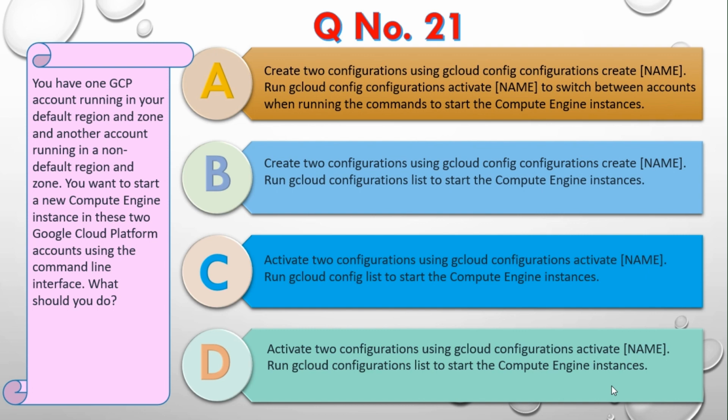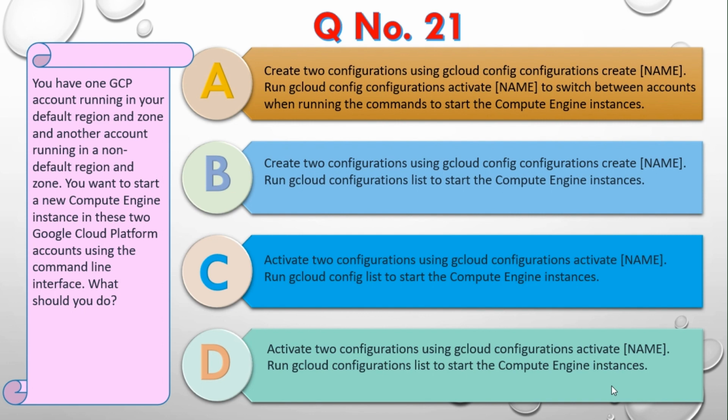Question number 21. You have one GCP account running in your default region and zone, and another account running in a non-default region and zone. You want to start a new Compute Engine instance in these two Google Cloud Platform accounts using the command line interface. What should you do?